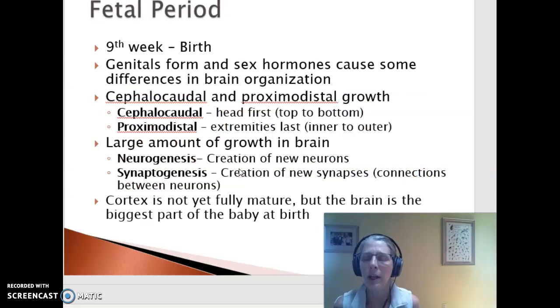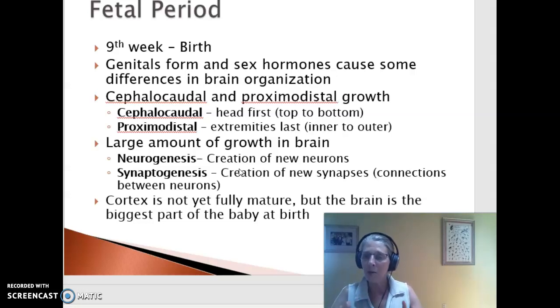Fetal period is when the fetus is starting to put on a bit of weight and to mature more so. So it's trying to get ready to be viable or to be born and live on its own. So that's a very important thing that's going on here for this developing baby in these weeks, 9th week on through birth. Another key thing is that genitals will be forming.